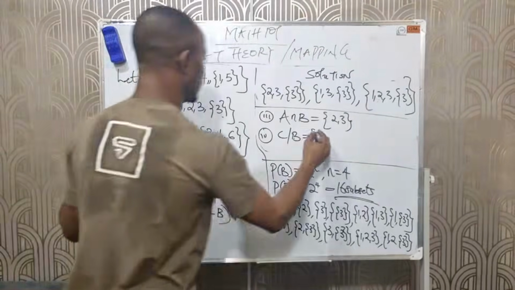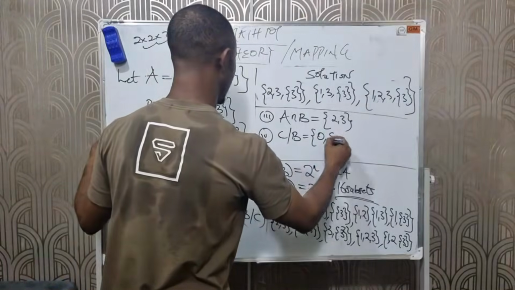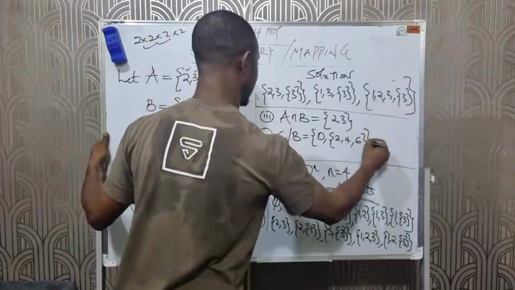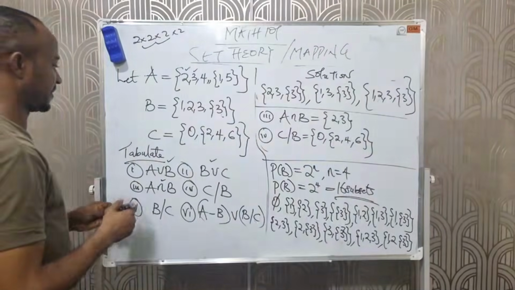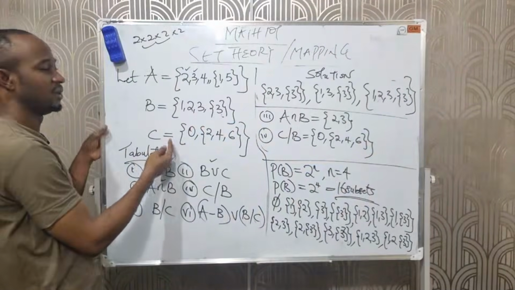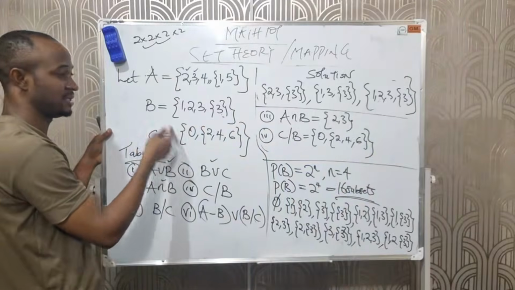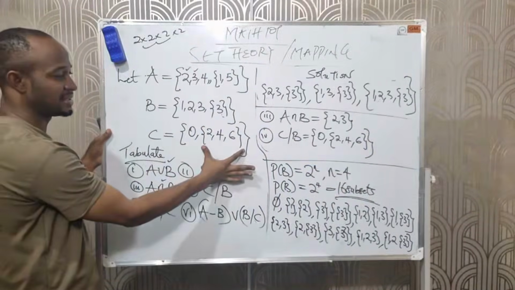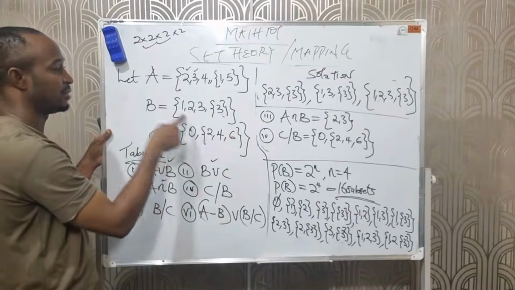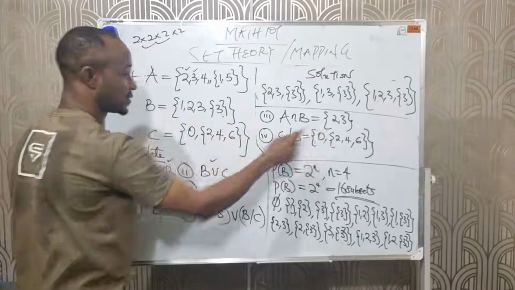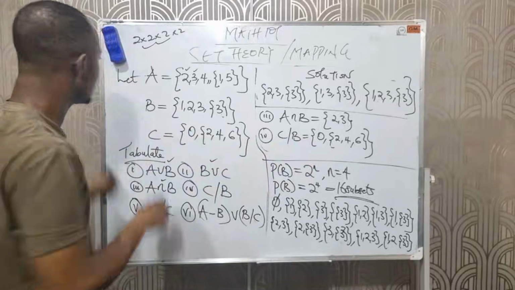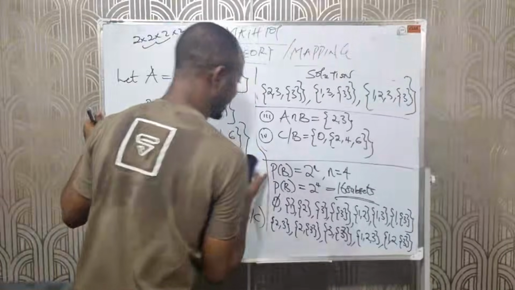So that means the answer is simply set C, which is 0, 2, 4, and 6. C difference B means those elements that are found in C but are not in B. 0 and these elements, they are in C but not in B. So the result remains the same as set C, right? Now let's finish up. I hope you have taken note of this, right?